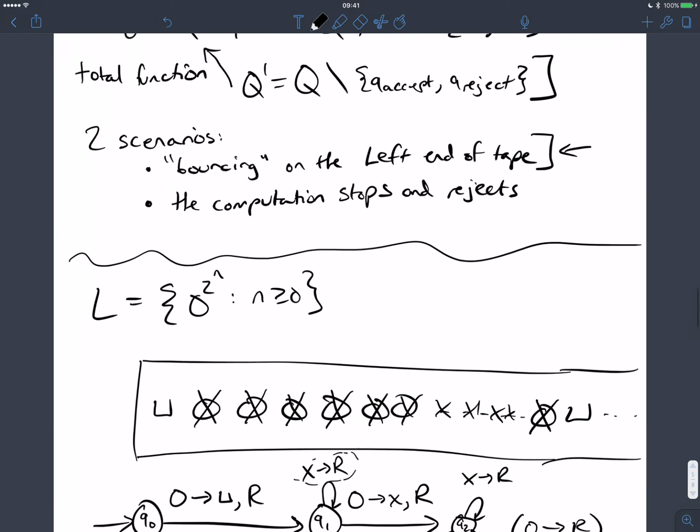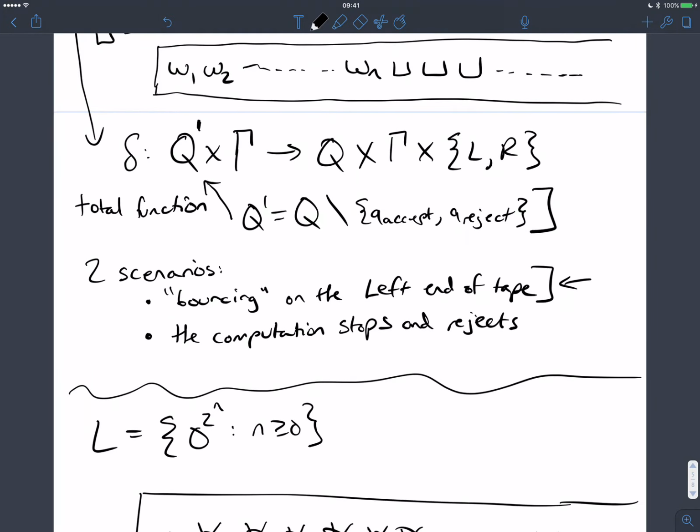That's why I mentioned it up here. Technically, the definition should say that the state that you're in is any state that's not the accept or reject state, but the book allows those states in, but it's not going to matter because the machine stops at that point anyway if you enter those states.